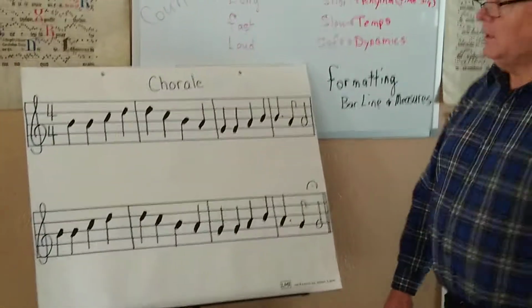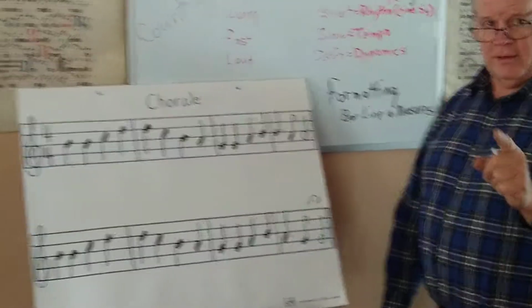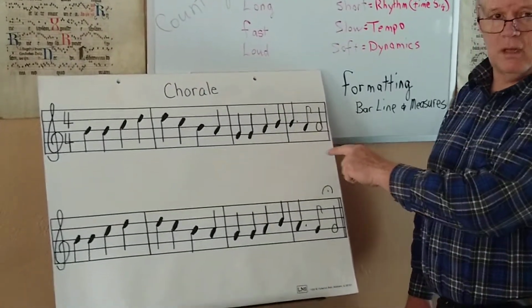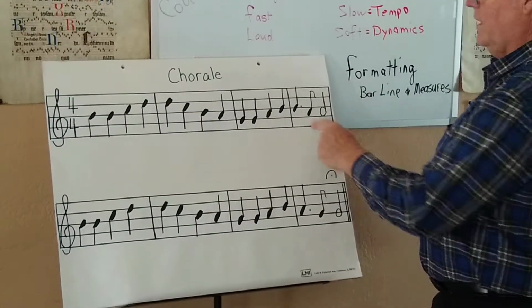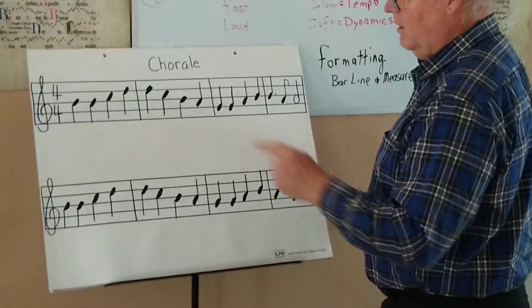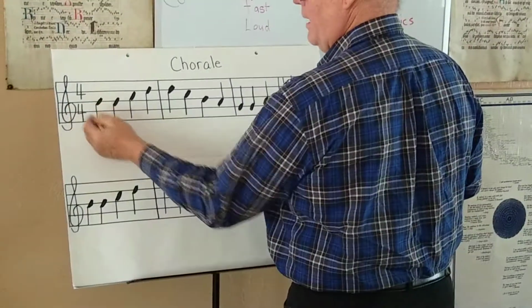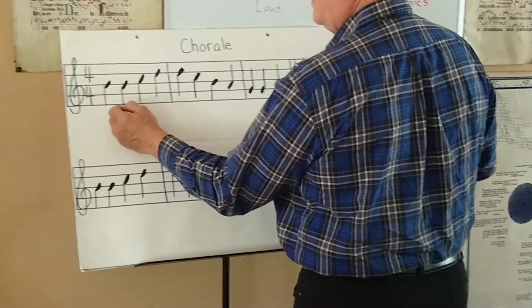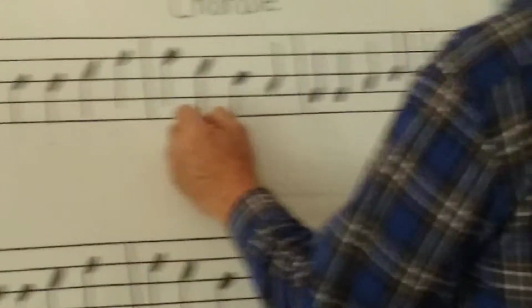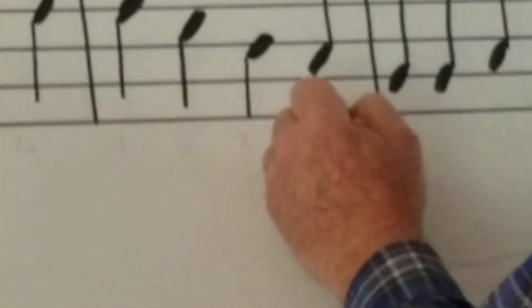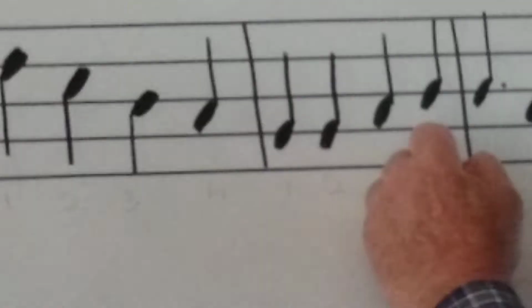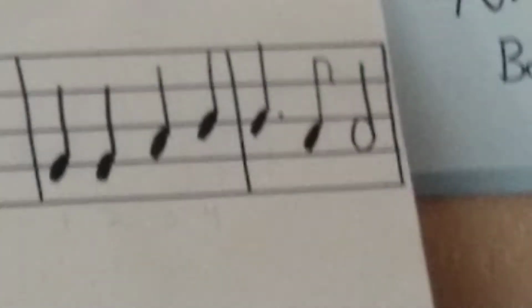Let's count it. Now, there's something weird here. Take a look at this. The dotted rhythm. Remember last time we talked about a dotted rhythm? We're actually going to borrow from the next beat. I'm going to show you that in a second. But here, let's count it. 4 beats per measure. The quarter note gets the beat. 1, 2, 3, 4. 1, 2, 3, 4. Now, we're borrowing.